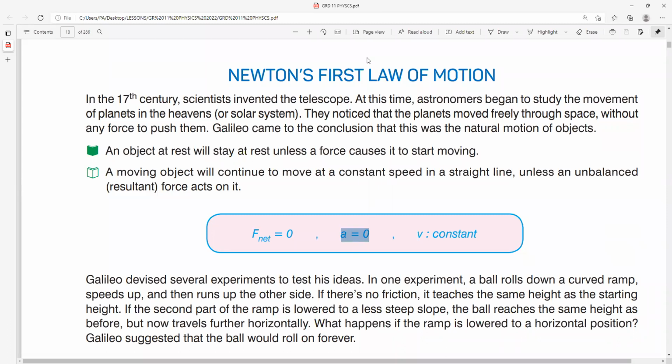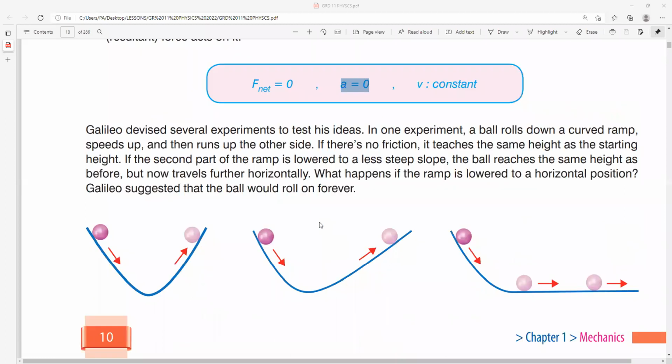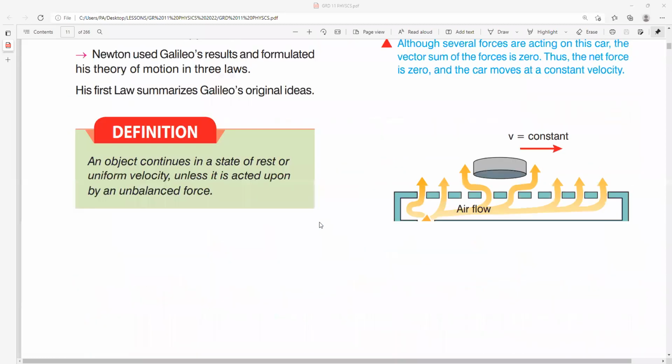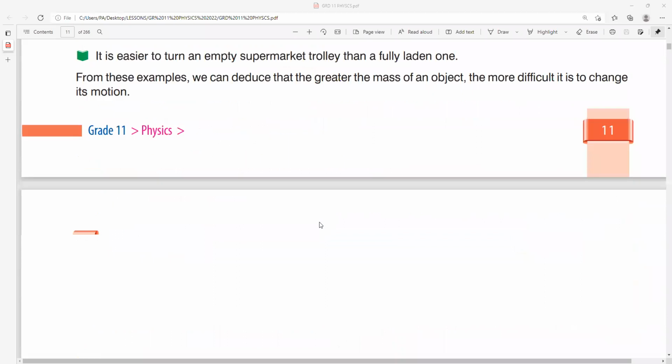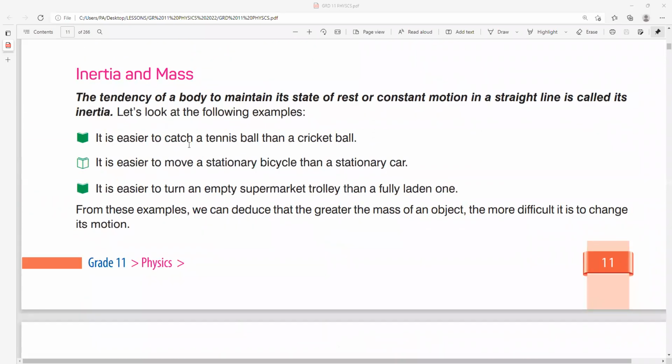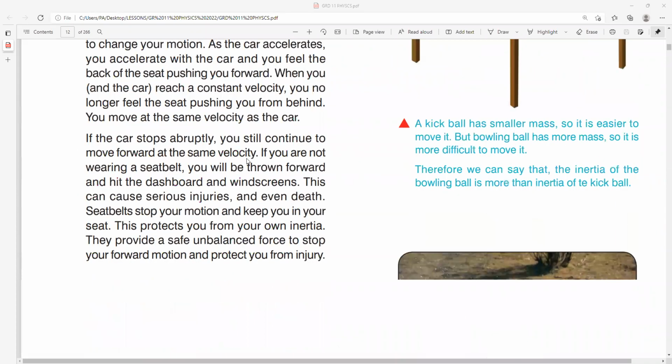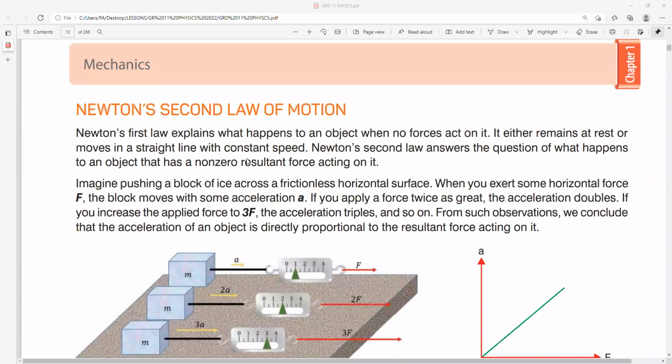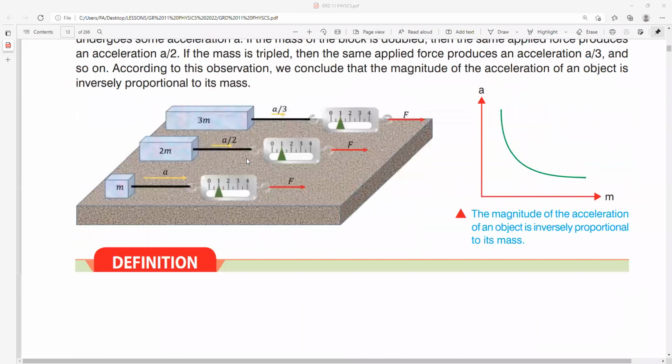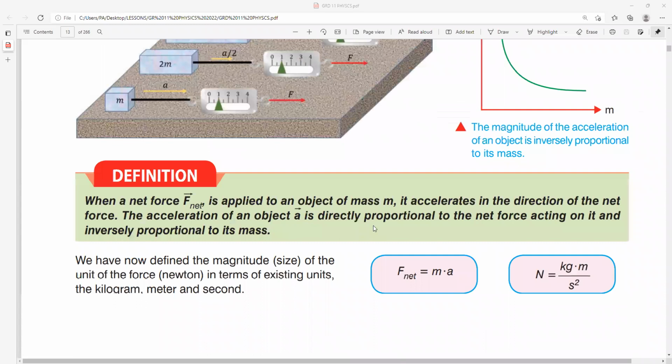Newton's first law, net force is 0. So now let's continue with the next one. Newton's second law is coming now. Inertia and mass coming, we're going to explain later on. Newton's second law, F net is not zero now. You have applied force, you have net force.